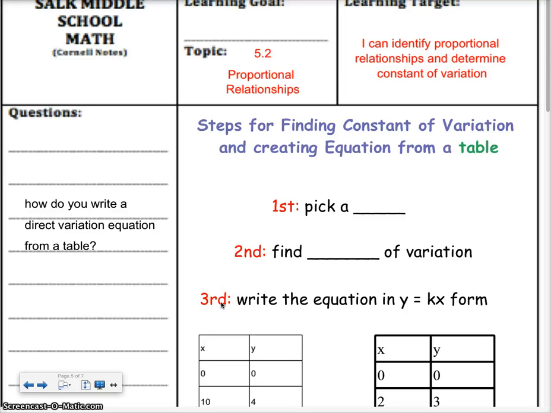Okay, we are moving on to the last part of our proportional relationships, which is direct variation. Direct variation is the same thing as proportional. Proportional is the same as direct. They are equivalent, just like k is equivalent to m in the equation y equals kx.